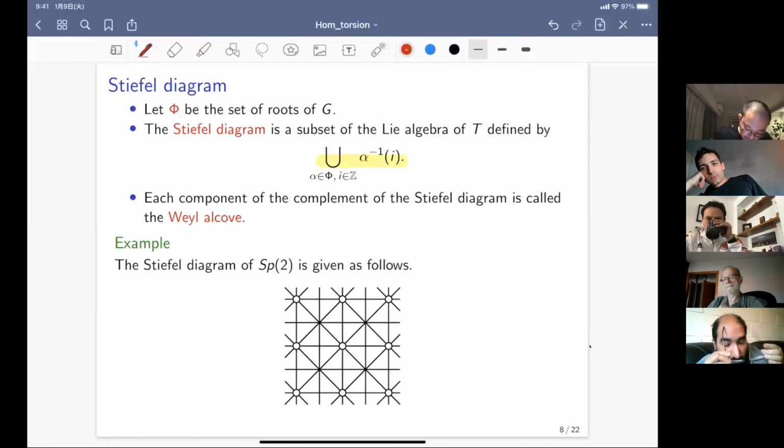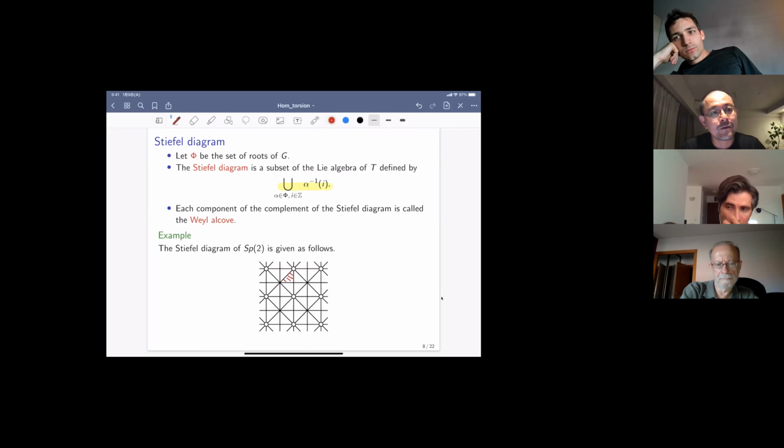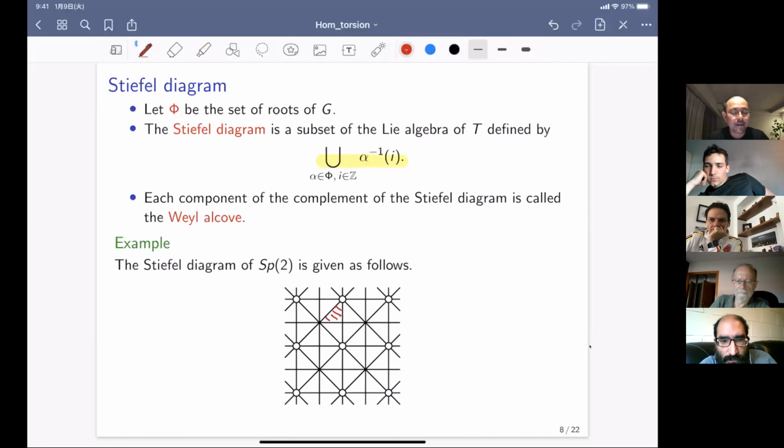So this is one of the Weyl alcoves of G. And the important point is that every Weyl alcove is bounded by walls determined by simple roots and the highest root.